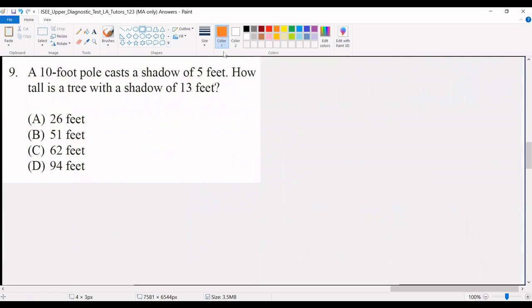On to number 9. It reads as follows. A 6-foot pole casts a shadow of 5 feet. How tall is a tree with a shadow of 13 feet?